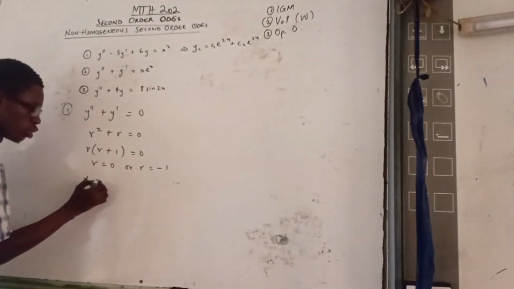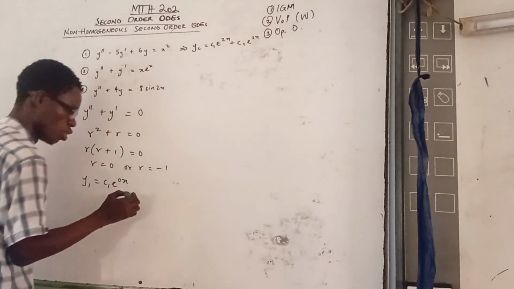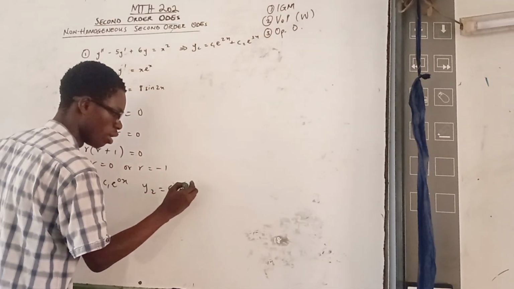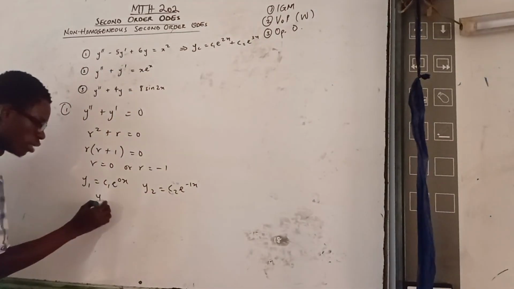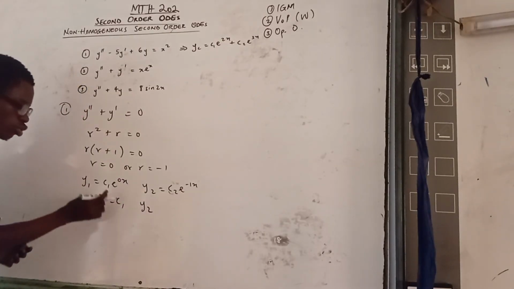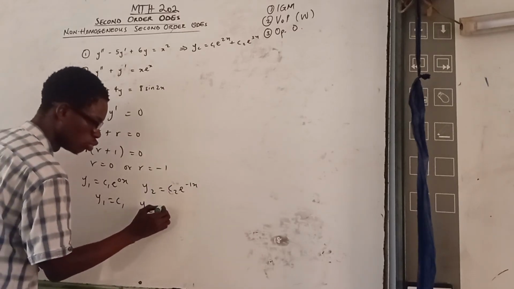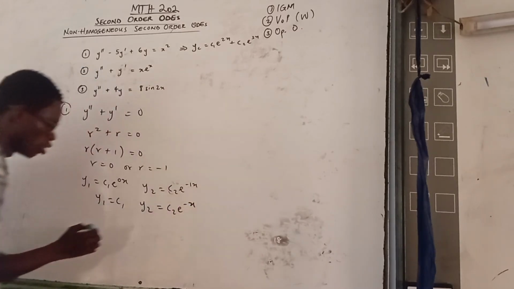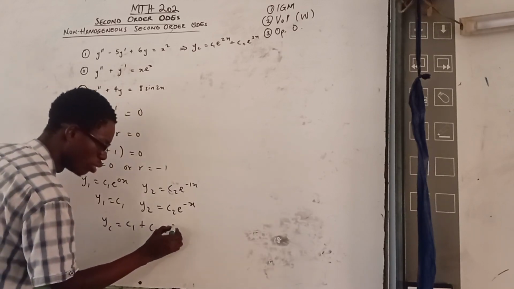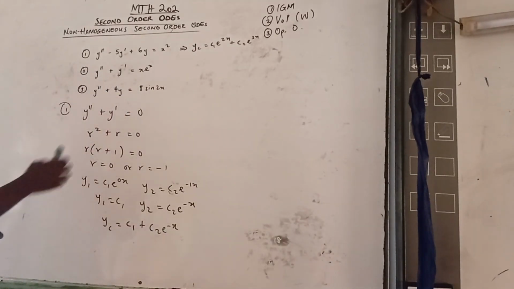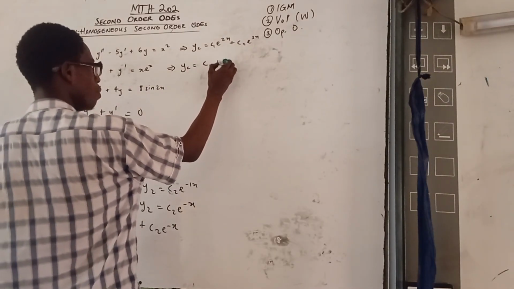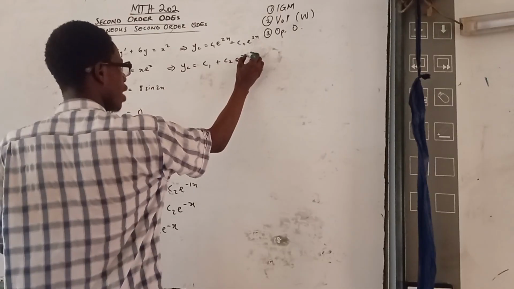So it means my y1 equals c1 e raised to power 0x, and my y2 equals c2 e raised to power minus 1x. e raised to power 0 is 1, so y1 equals c1, and y2 equals c2 e raised to power minus x. So my complementary solution yc equals c1 plus c2 e raised to power minus x.